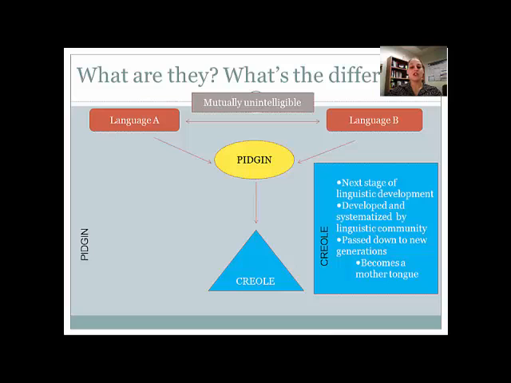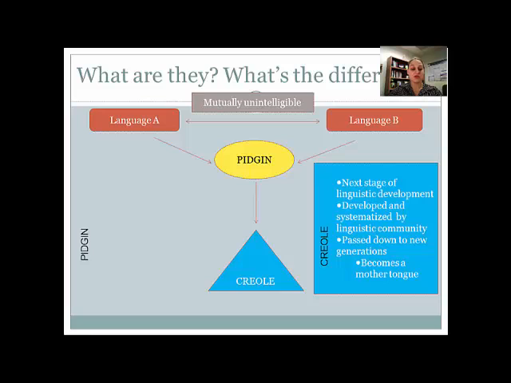So a pidgin is different from a creole because a pidgin is not systematized, it's not the native language of anyone, and it is very rudimentary. A creole is different because the pidgin has had more time and has been exposed to a new generation of children who systematize it by adding rules. Now that creole becomes the first language of that new generation and is passed down, and it becomes the beginning of a new language.